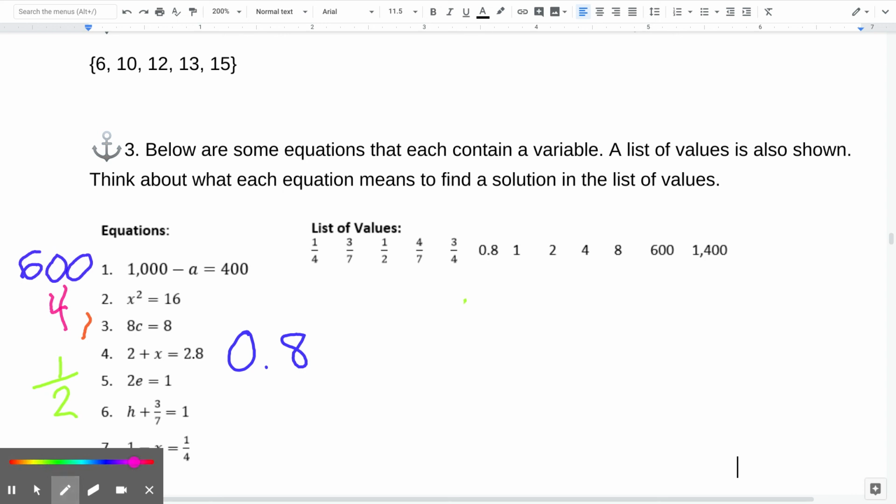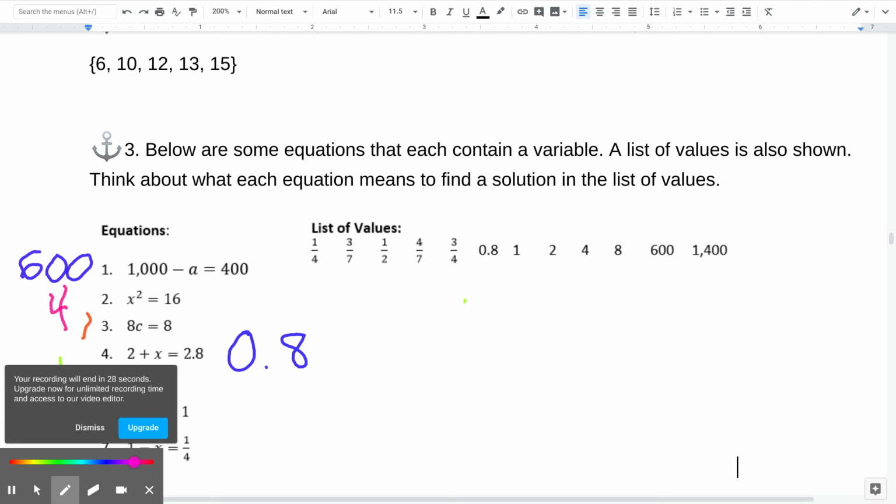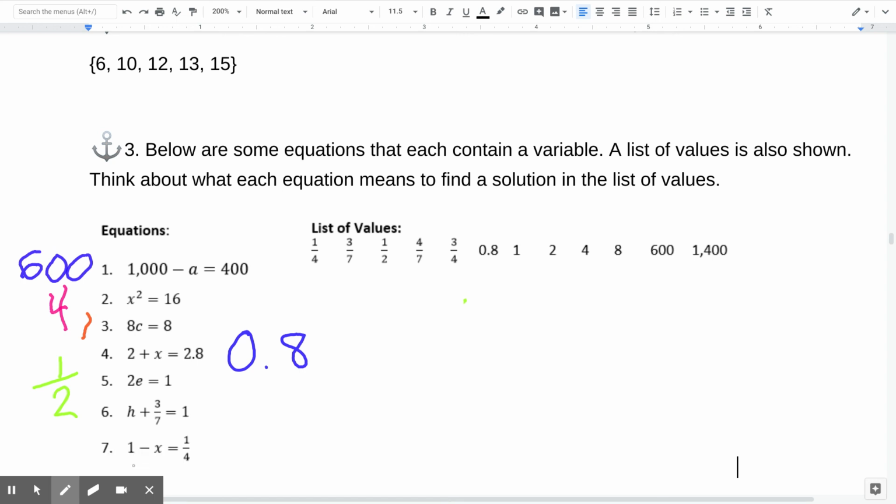H plus 3/7 equals 1. So let's see, if I have h plus 3/7, I need something that's going to be 4/7. There it is, 4/7. And finally, 1 minus x equals 1/4. So that means I need to substitute in something less than 1. 1 minus 3/4 equals 1/4.